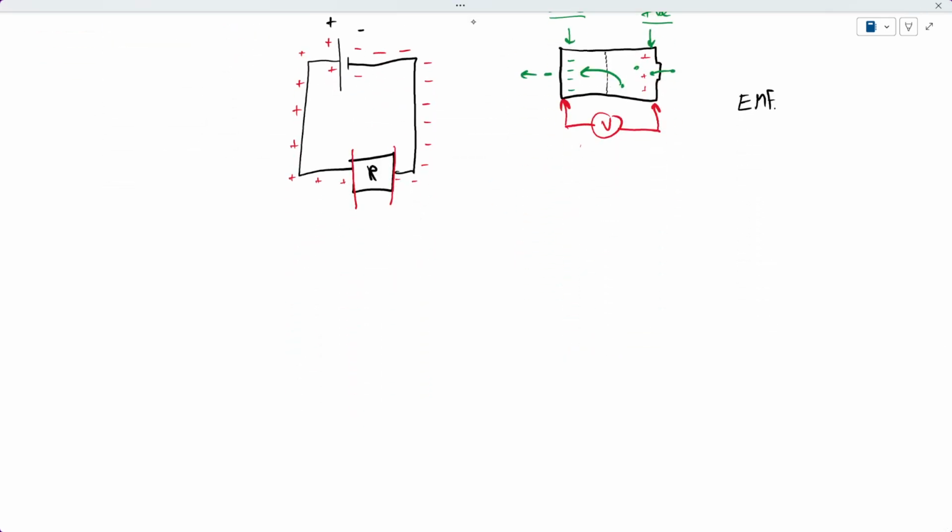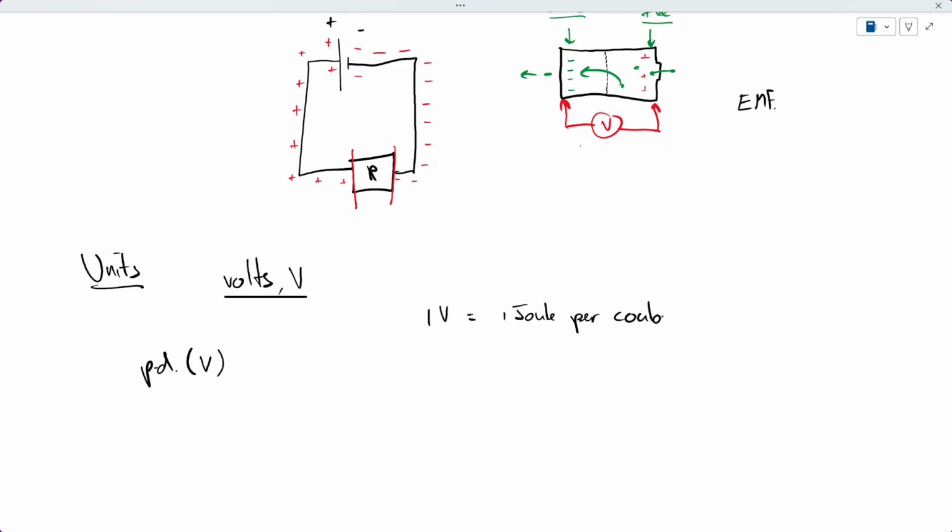Okay, let's briefly talk about units and then I'll wrap up. So units for potential difference are volts, capital V, and this is somewhat interesting. Obviously the letter we use to represent potential difference is also V. So V is measured in volts as well. Potential difference measured in volts, but also represented by the letter V. 1 volt represents 1 joule of potential energy per coulomb of charge. Technically, 1 joule should have a lowercase j. 1 joule per coulomb of charge.